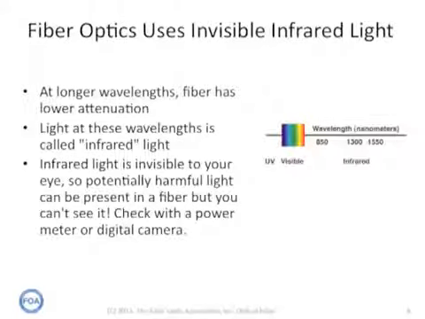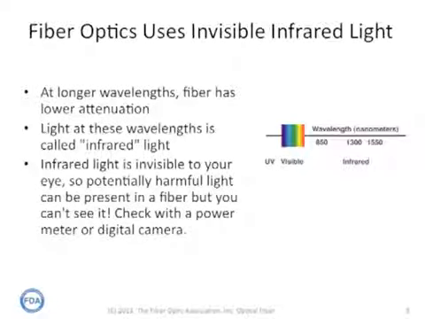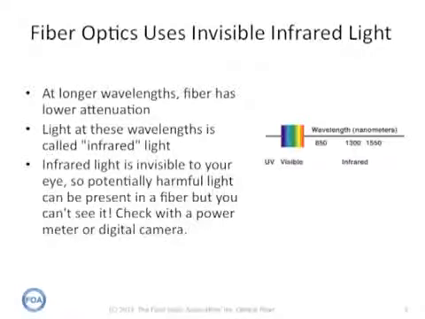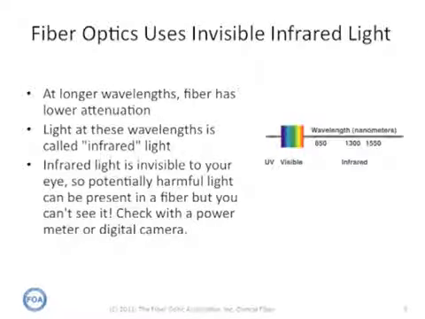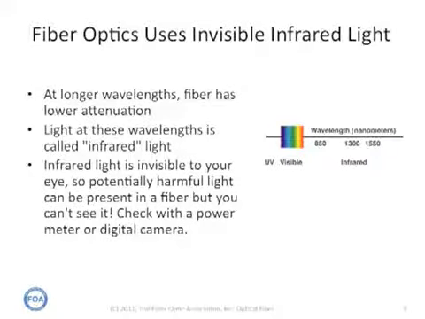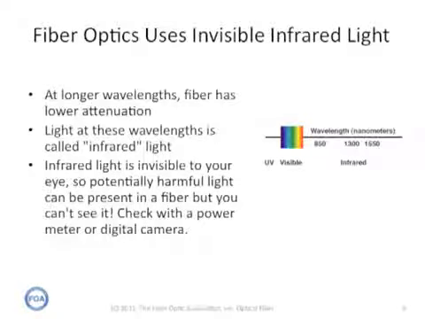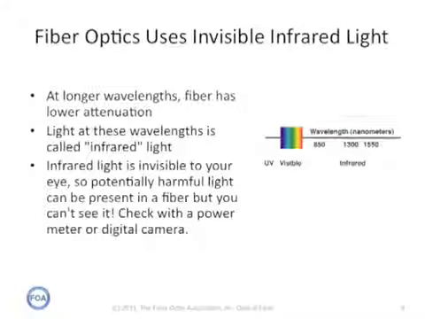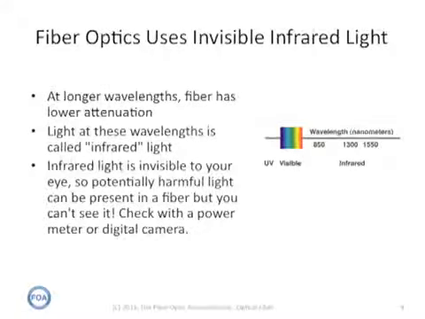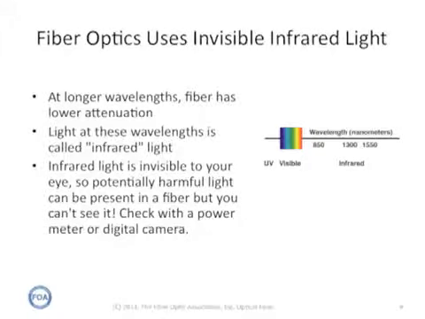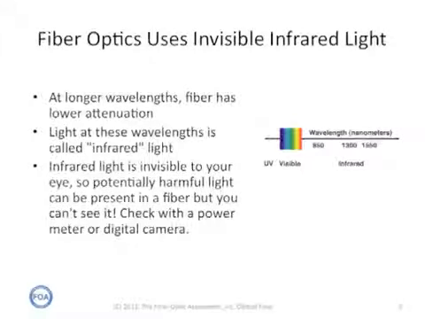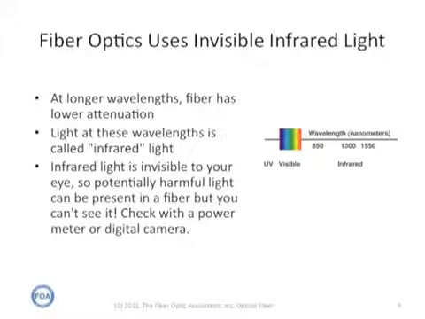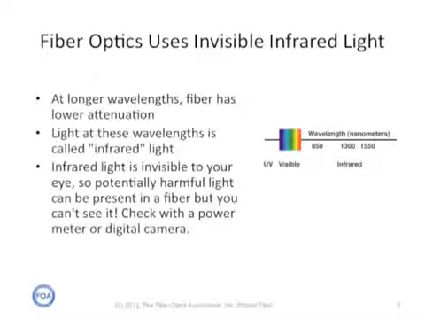Because the attenuation of the optical fiber is less at longer wavelengths, that's where we tend to use them for transmission. Those longer wavelengths are called infrared light, and it's mostly invisible to the human eye. Since the light in the optical fiber is invisible to your eye, it is a problem. If it is large enough in power to be harmful to your eye, you can't see it. But you can check the power level with a power meter or a digital camera. There's an FOA YouTube video showing you how to use a digital camera to determine if there's light in the fiber.